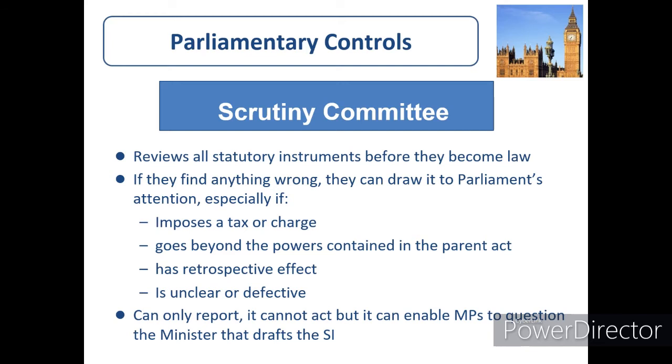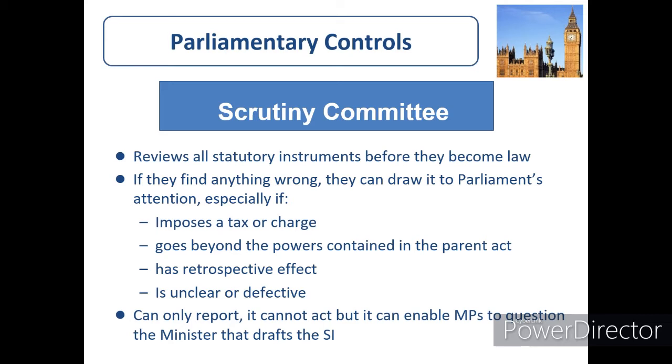Another control is different committees. There's a joint select committee, and there's a secondary legislation scrutiny committee. Now the scrutiny committee reviews all statutory instruments before they become law. So it's a committee that looks at just one type, statutory instruments. They're looking at it to make sure really that they've obeyed the constraints of the Enabling Act.